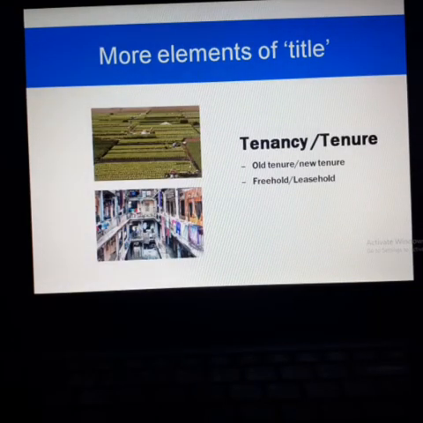Another important aspect of title is tenancy or tenure. Now, in the Indian system, we had two types of tenure. One is old tenure, and another one is new tenure. In the local vernacular language, old tenure is referred to as Juni Sharat, and the new tenure is referred to as Navi Sharat. Depending on the tenure, the farmers or the owners of the property were allowed to have land either on the basis of selling that land to someone else.